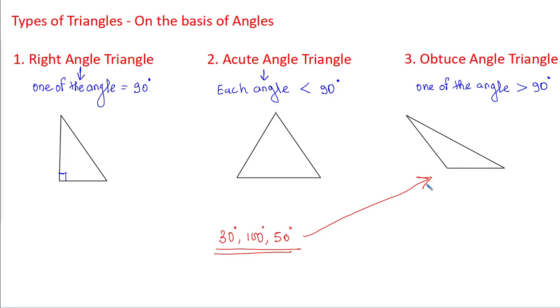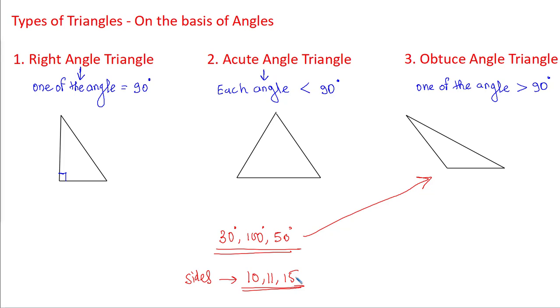But if sides are given, okay, if I say the sides of triangle are 10, 11 and 15, first of all check whether we can draw this triangle or not. Okay, and if we can draw this triangle, then this triangle falls under which category? Right angle triangle or acute angle triangle and obtuse angle triangle. How to decide that? Okay, let's have a look at it.